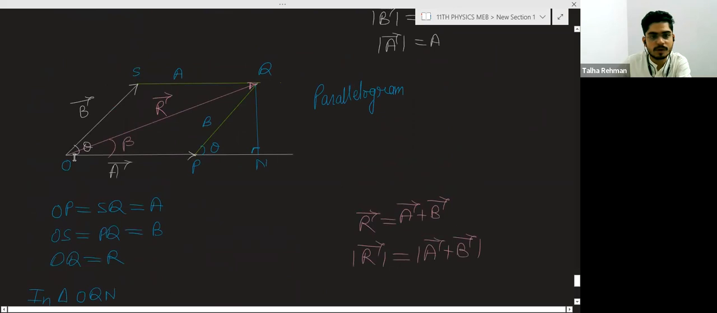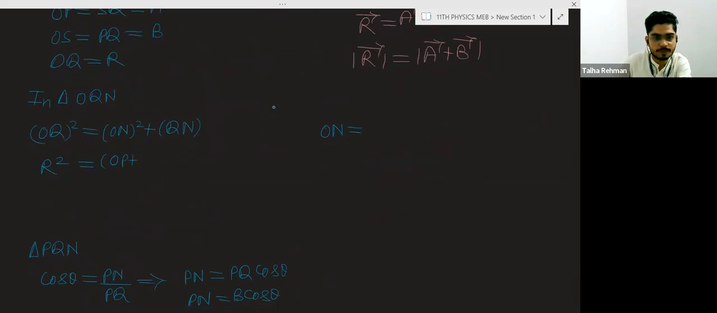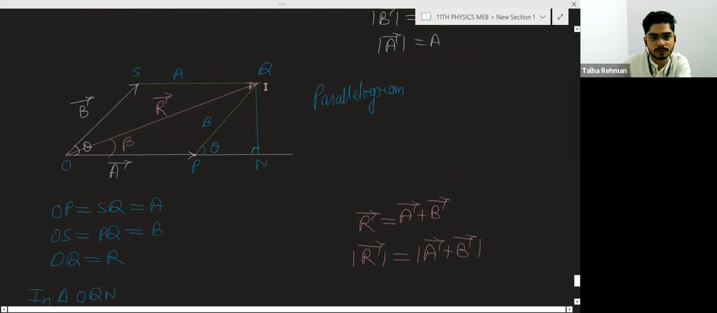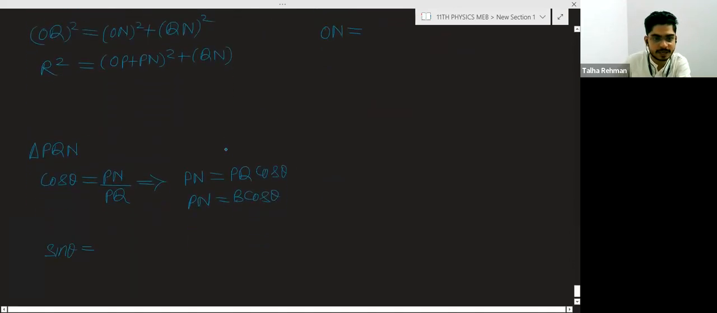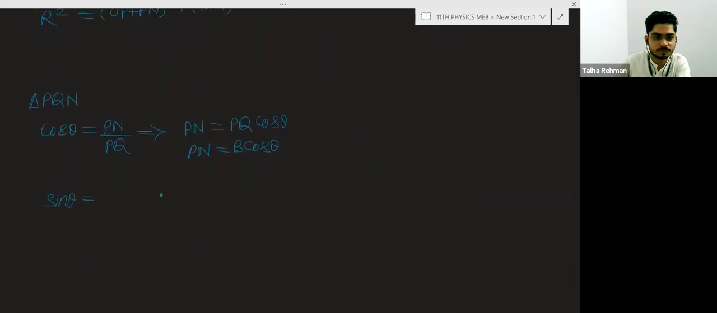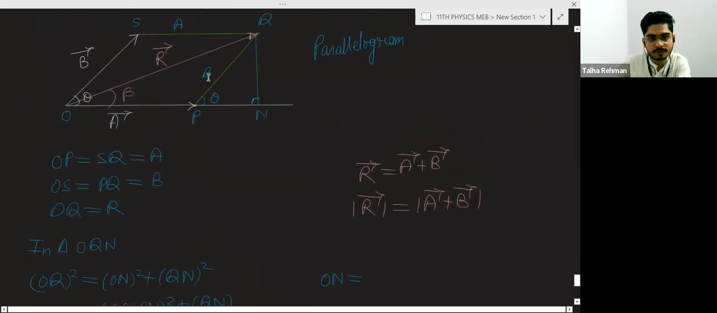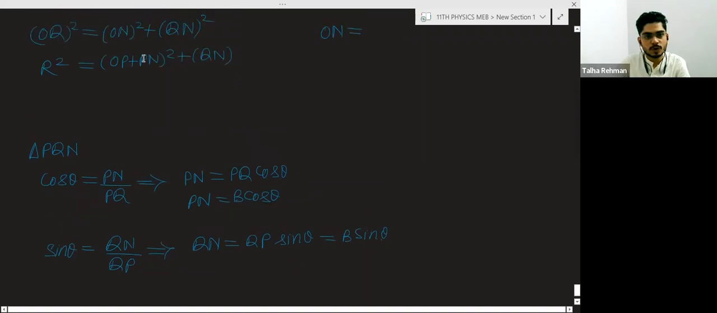Now what is ON? You can write ON as OP plus PN, and this is QN. This QN we can find with the help of sin theta. Okay. Sin theta will be perpendicular divided by hypotenuse, means QN by QP. Now from here you can find QN is equal to QP or PQ sin theta. What is PQ or QP? PQ is B. So this is B sin theta. Now we have all the values. OP plus PN.